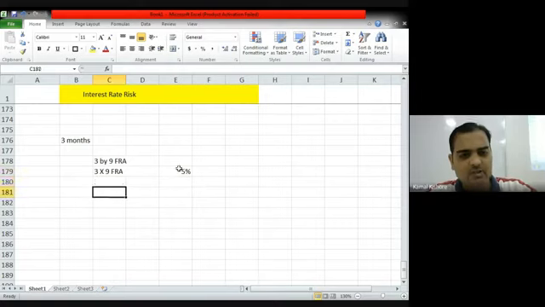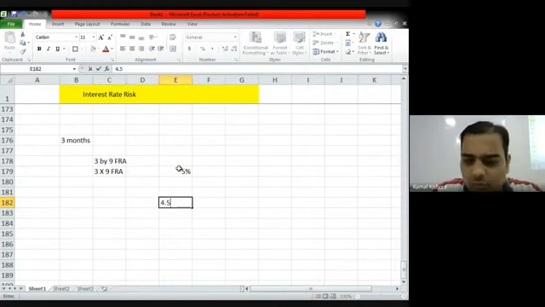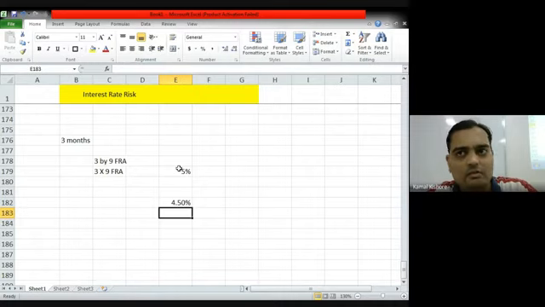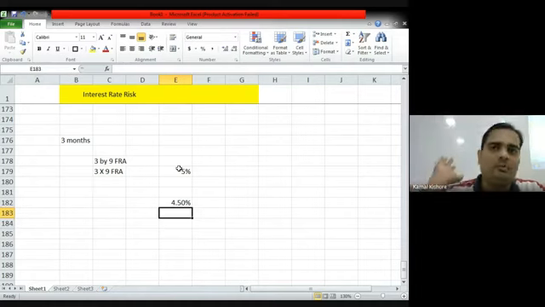Now after 3 months, let's say you are getting money. At that point in time, the spot rate is 4.5%. But what rate have you agreed? 5%. Here you are investing, so what is your gain? 0.5. That FRA will close after 3 months. The other person will pay you 0.5%.